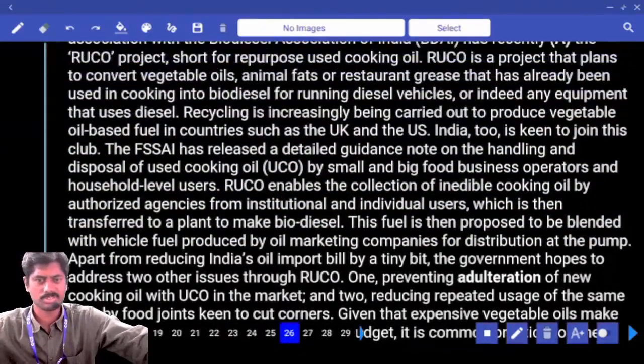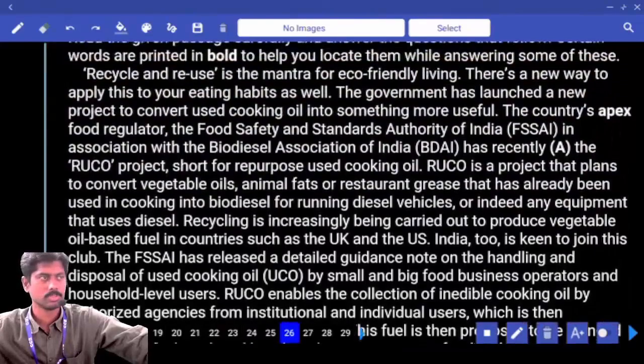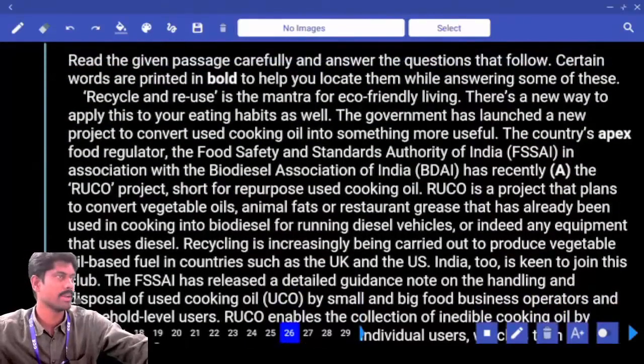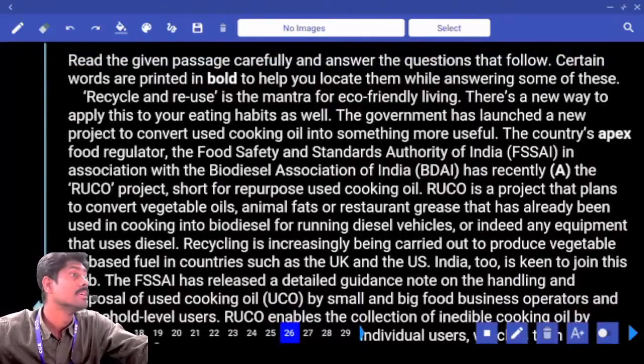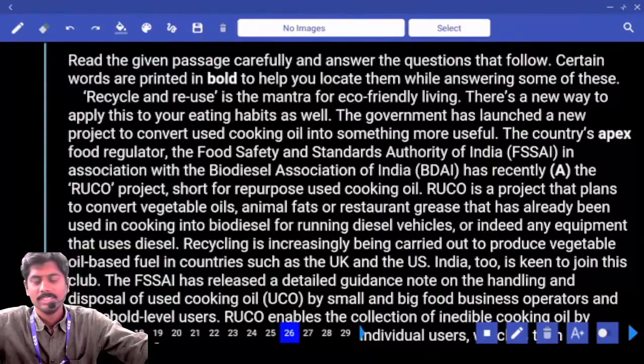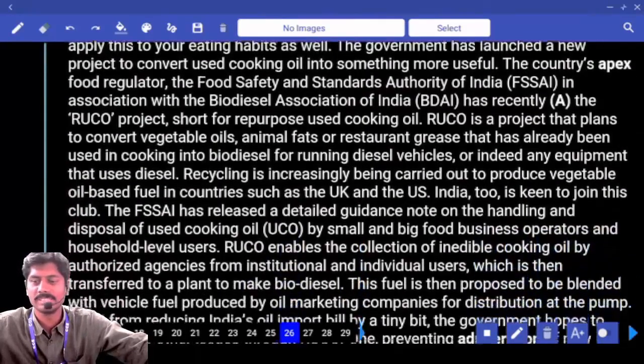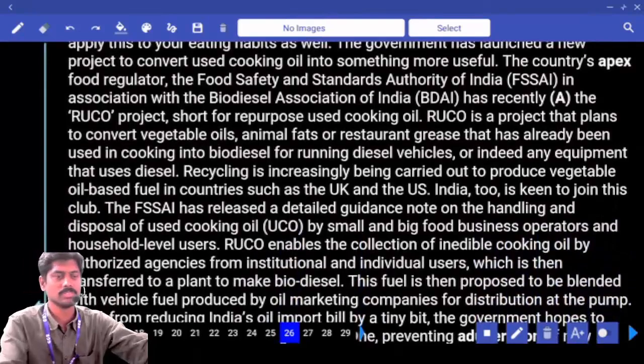Where is it? Third line. Second paragraph. Seventh line. 1, 2, 3, 4, 5, 6, 7. This one.